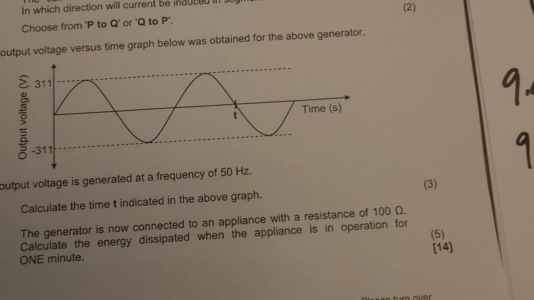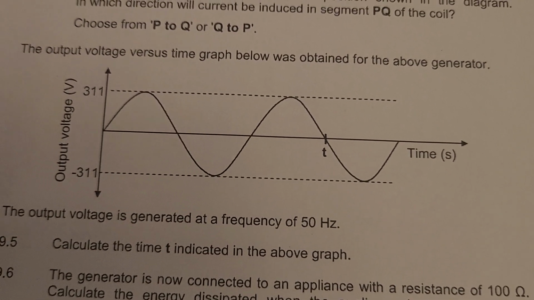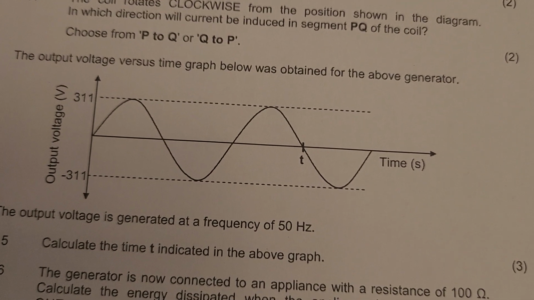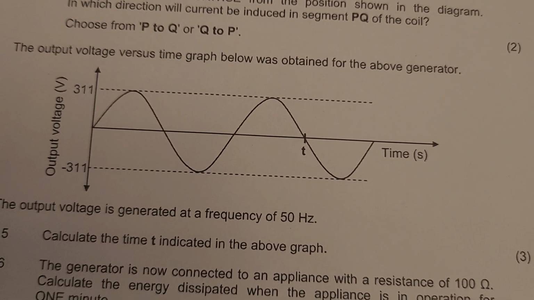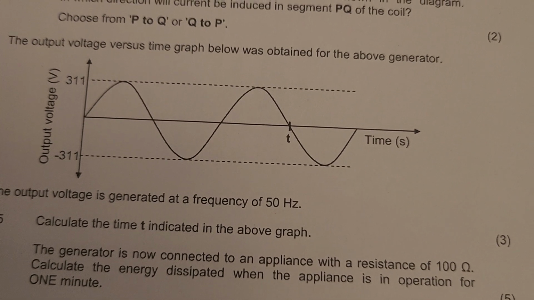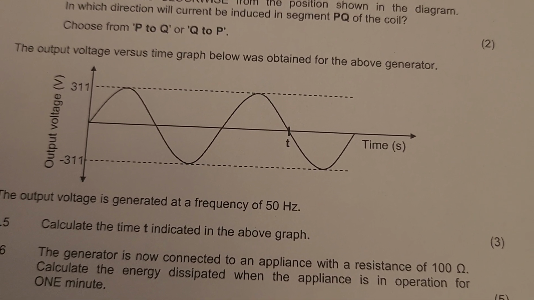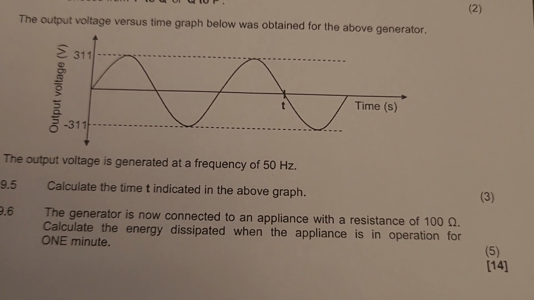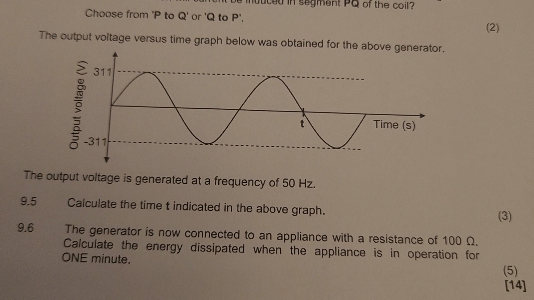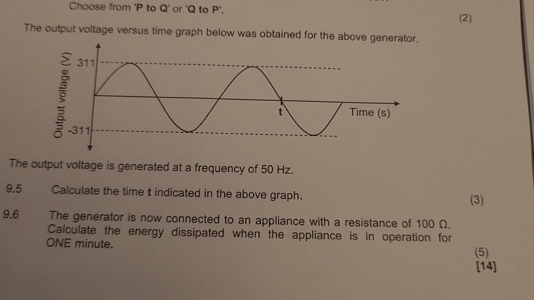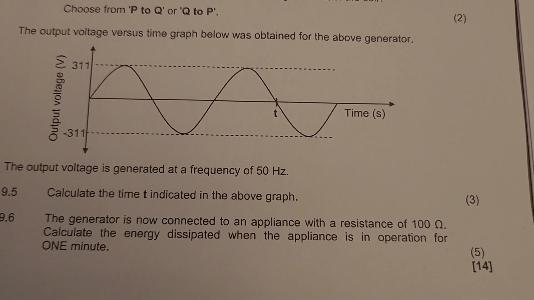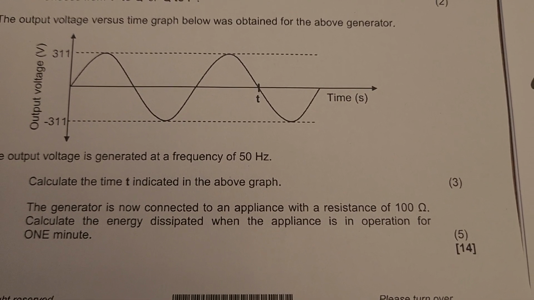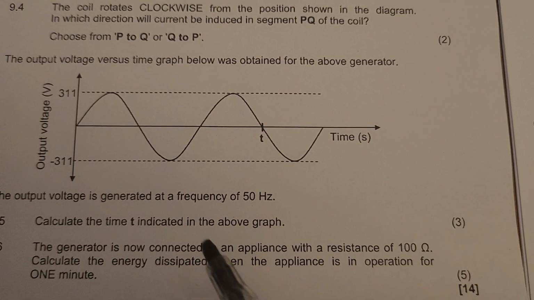9.5. Now we are given a diagram here. A voltage versus time graph was obtained for the above generator. The output voltage is generated at a frequency of 50 Hertz. That can also tell us about the period, or the time taken to complete one wave. Calculate the time t indicated in the graph above. Then we can find the period.